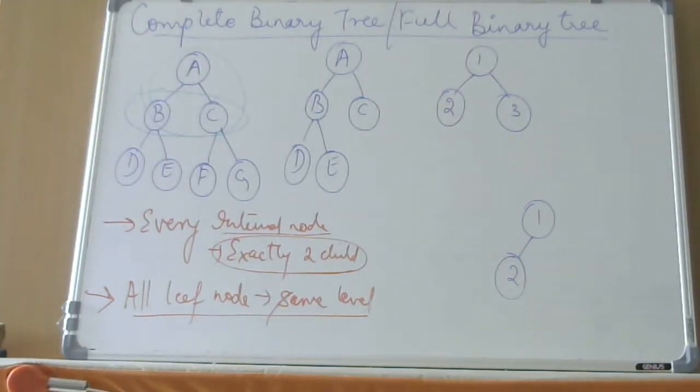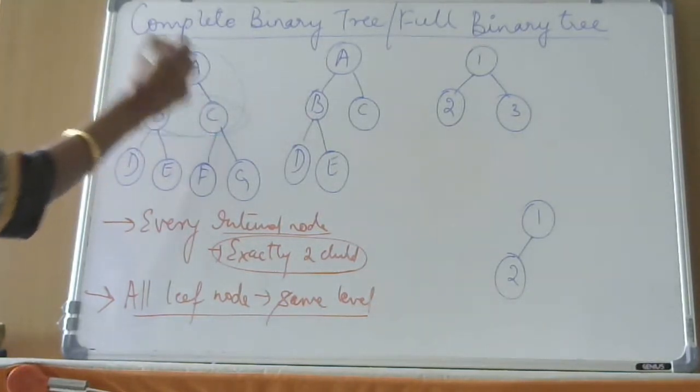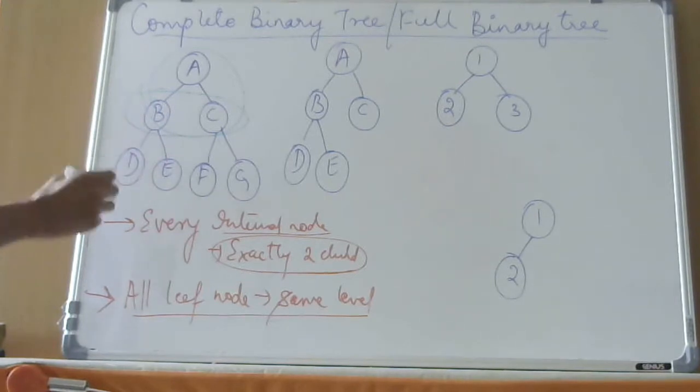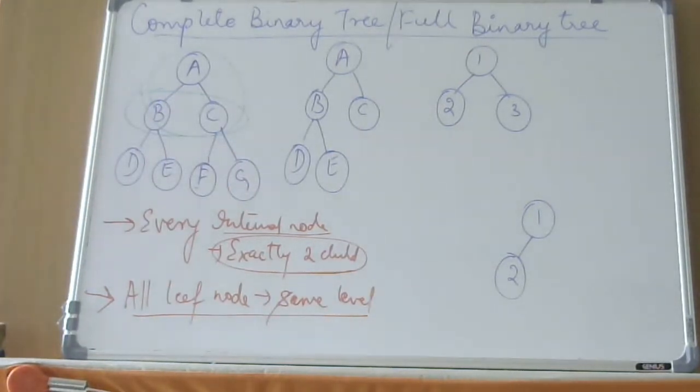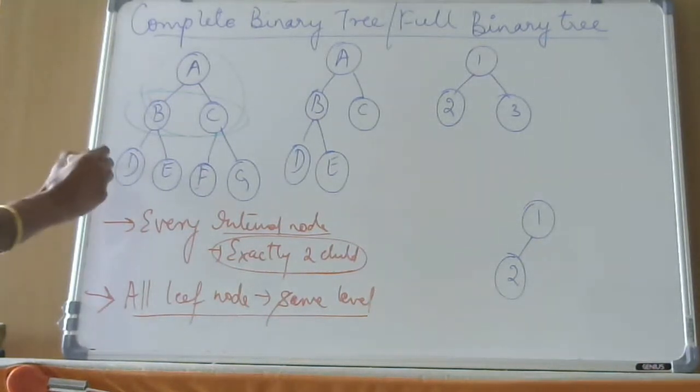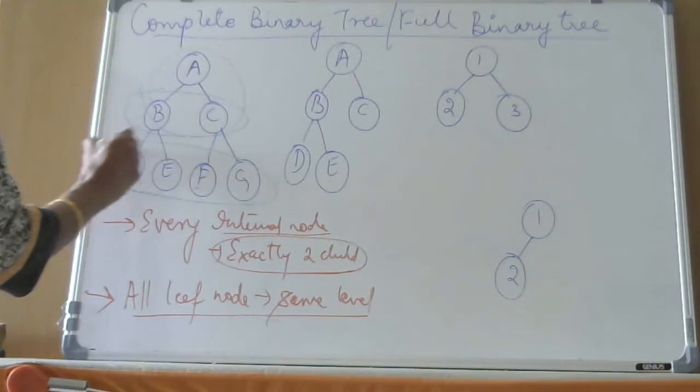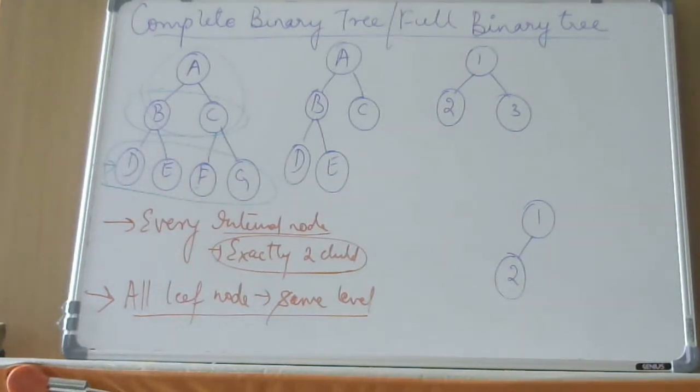Every internal node should have two children. Correct. So A has two children, B and C. B has two children, D and E. C has two children, F and G. D, E, F and G are all leaf nodes. All the leaf nodes should be at the same level. Are they at the same level? Yes, they are at the same level. So this tree qualifies as a complete binary tree or a full binary tree.